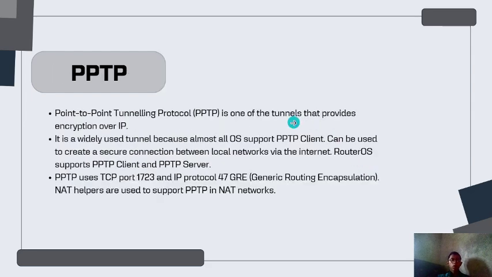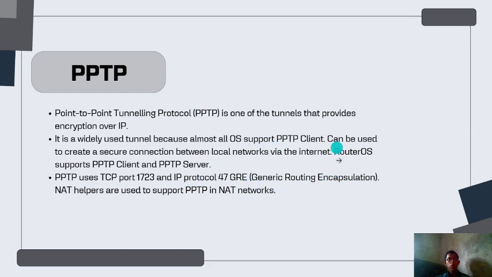And next I will configure PPTP, but before I configure the PPTP protocol, I will explain about PPTP. So PPTP, or point-to-point tunneling protocol, is one of the tunnels that provides encryption over IP, and it is a widely used tunnel because almost all OS support PPTP client and can be used to create a secure connection between local networks via the internet. And RouterOS supports PPTP client and PPTP server.